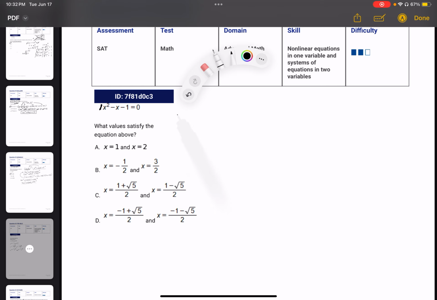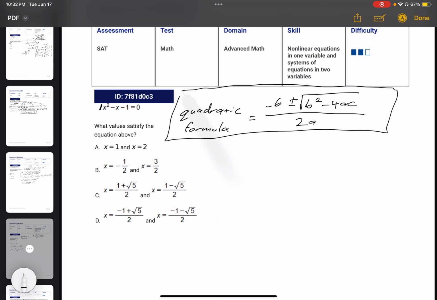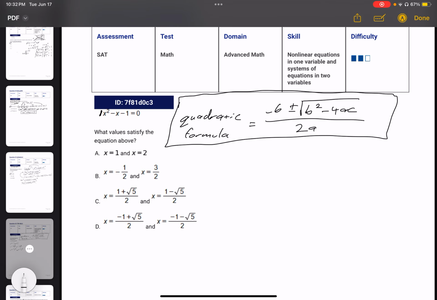We're going to use our quadratic formula, which is equal to negative b plus or minus the square root of b squared minus 4ac over 2a. So this is definitely something you want to memorize. It will probably show up at least once on the test, if you're lucky, because it's really a free question if you know the formula.